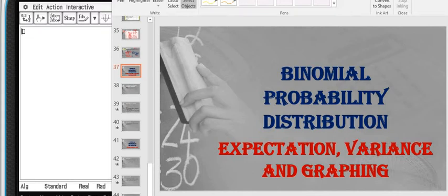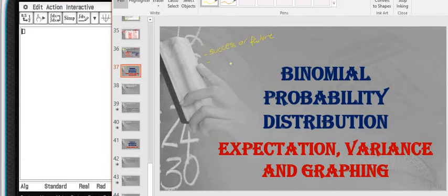Okay everyone, welcome back. So today we are looking at our binomial probability distribution, and in particular looking at expectation, variance and graphing. First of all, we need to remember exactly what a binomial probability distribution is and what properties it has. So our first one was that we can only have two possibilities, which are either success or failure. So that's our first thing that we're looking at.